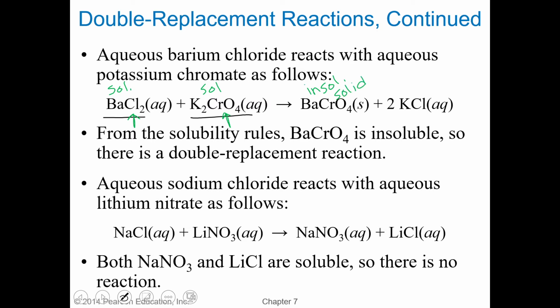KCl. All right. Cl, that's a halide. Potassium is not silver, mercury, or lead. Therefore, this is a soluble salt. Any ionic compound is a salt. If it's aqueous, then it's a soluble salt. If it's a solid, then it's an insoluble solid salt.